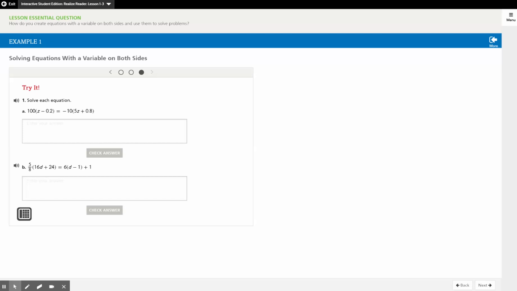Okay, so hopefully you've tried these problems on your own. What I would like to do is show you the work that you need to see, and I'll probably do it on the right hand side so I'm not writing in the box. So 100 times the quantity z minus 0.2 equals negative 10 times the quantity 5z plus 0.8.